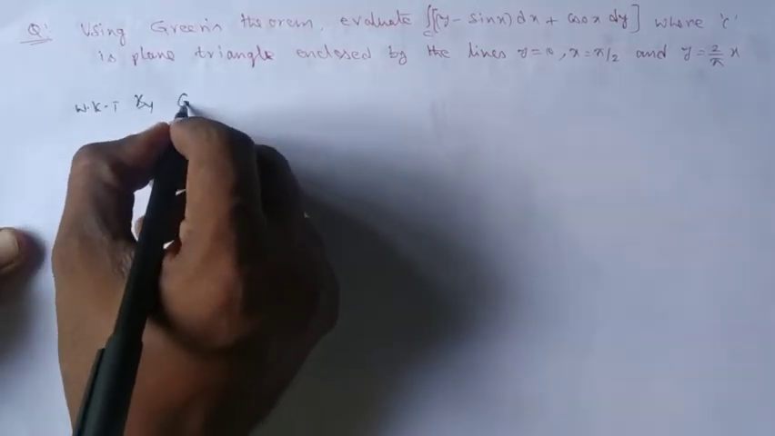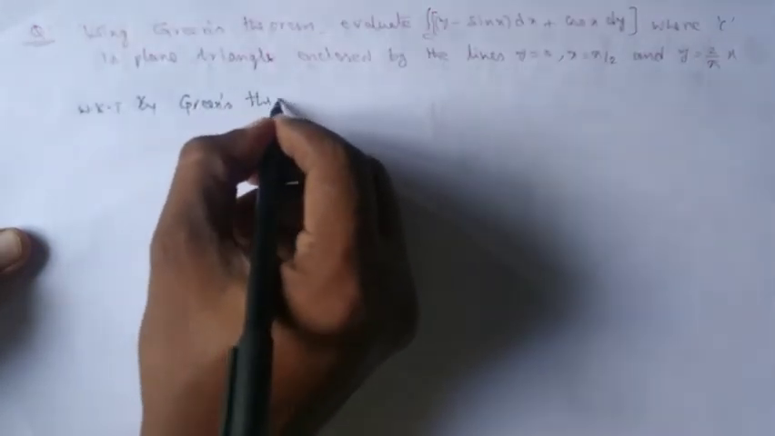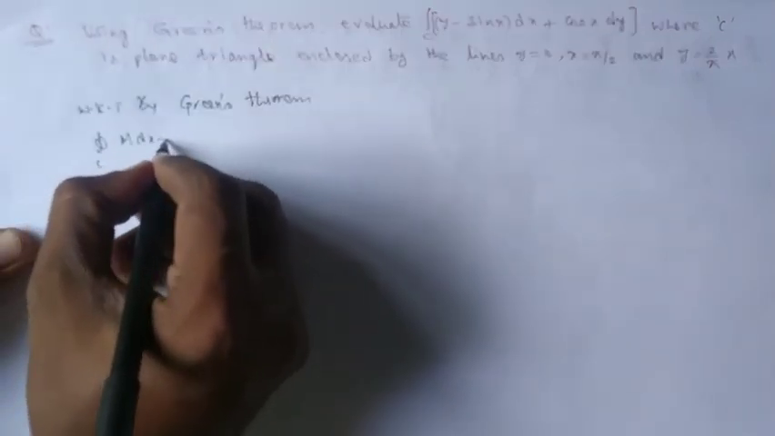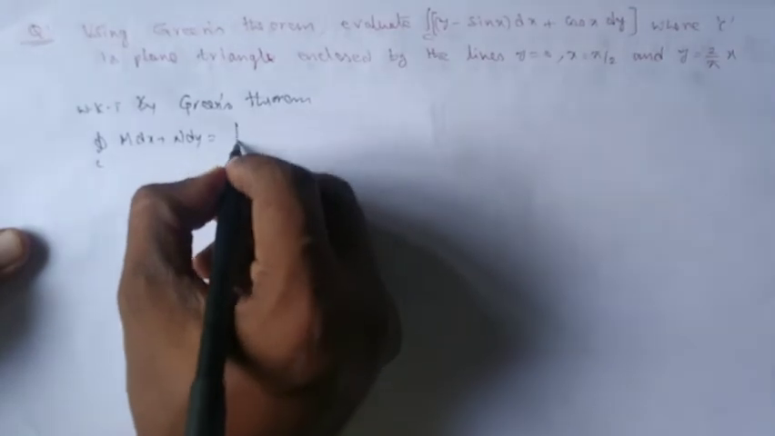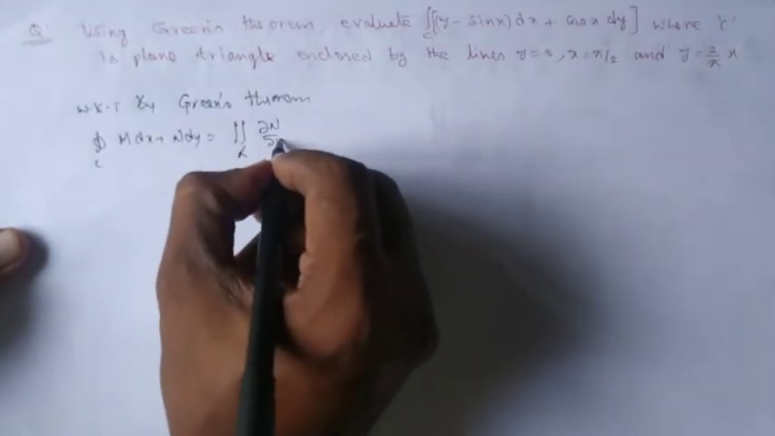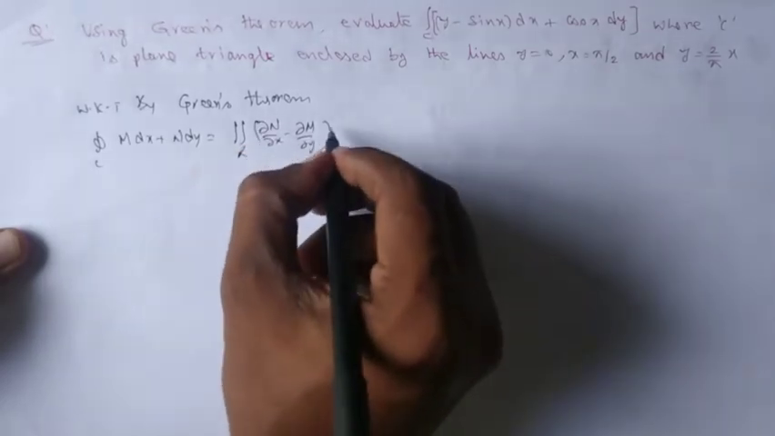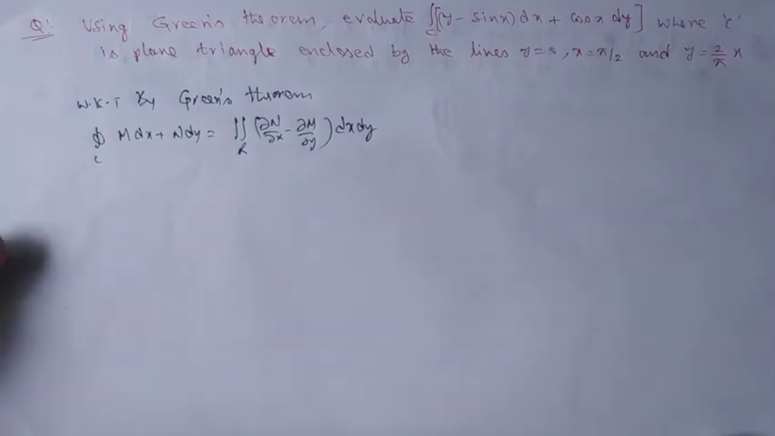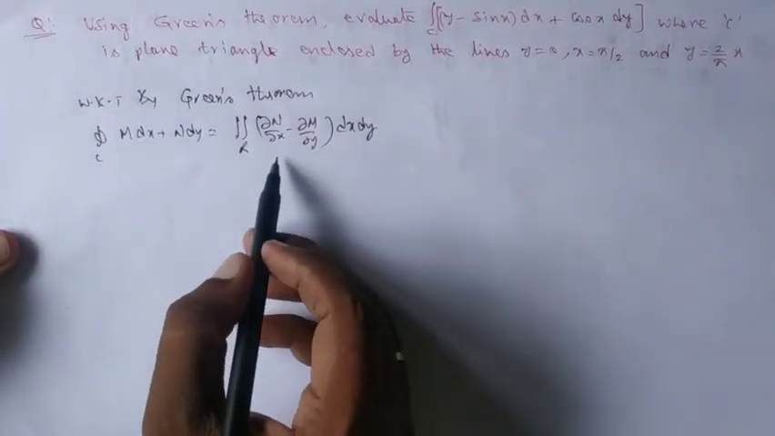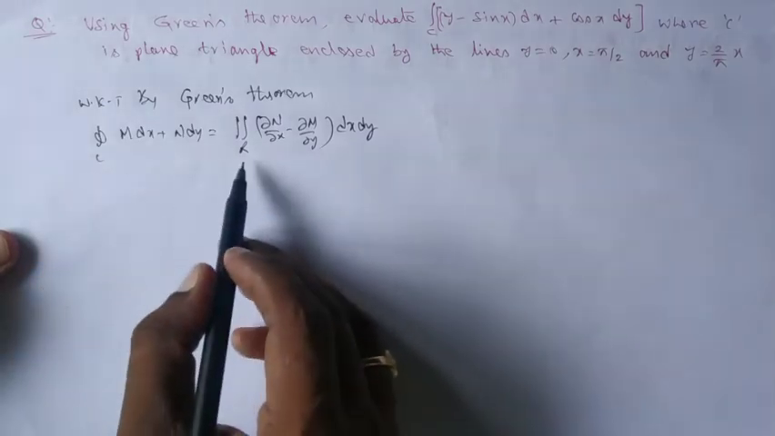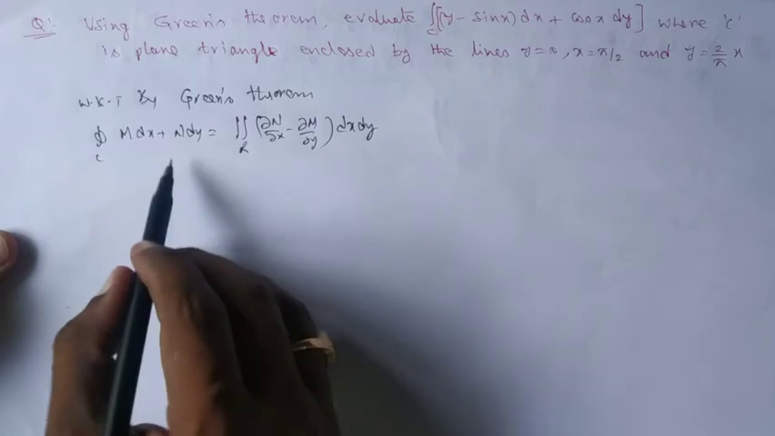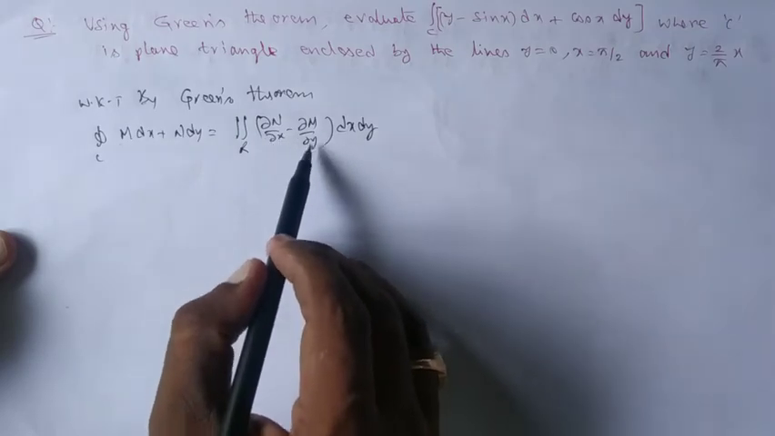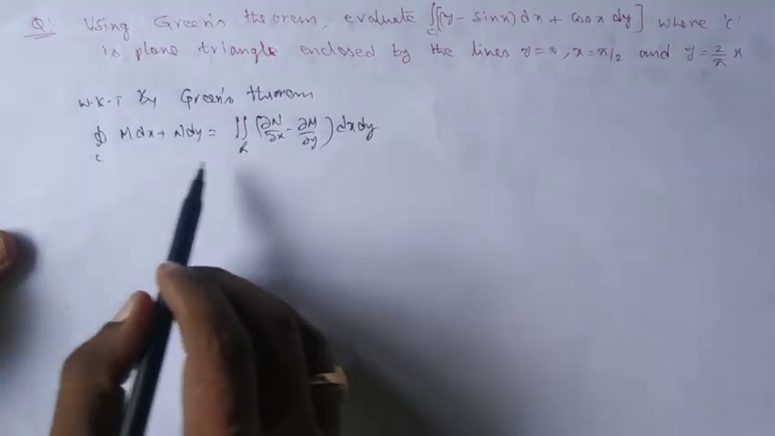We know that by Green's theorem, integral over C of m dx plus n dy equal to double integral over R of dou n by dou x minus dou m by dou y, whole dx dy. This is what our Green's theorem statement is, where that C is the boundary of the region R on the xy plane, and C is taken in a positive sense, anti-clockwise sense, and moreover m function and n function, dou n by dou x function, dou m by dou y functions are continuous, then only the statements hold.